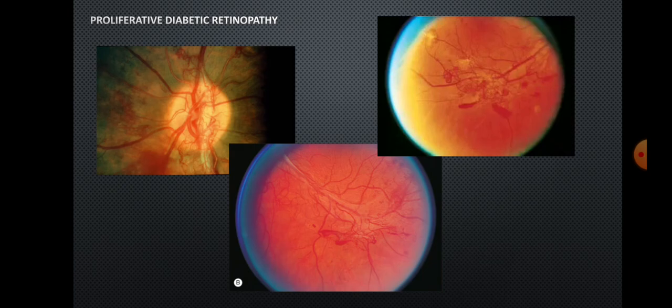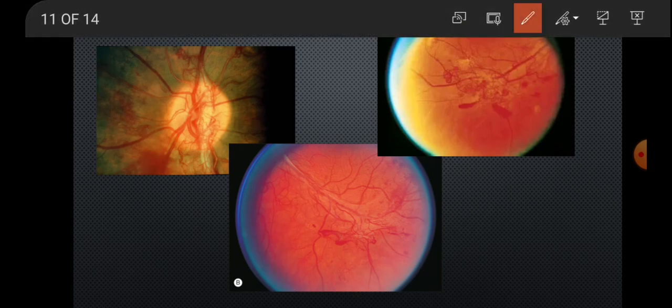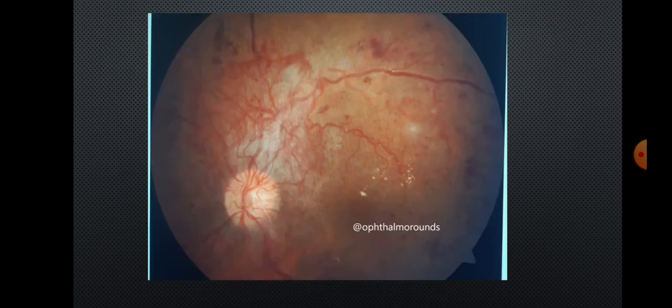In these photos, we see proliferative diabetic retinopathy. We see here neovascularization on the disc, neovascularization elsewhere in the retina, and we also see fibrous tissue on the area of the neovascularization and some hemorrhages around the neovascularization. And this is an example of neovascularization on the disc and peripapillary region.